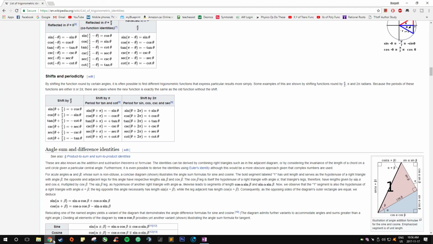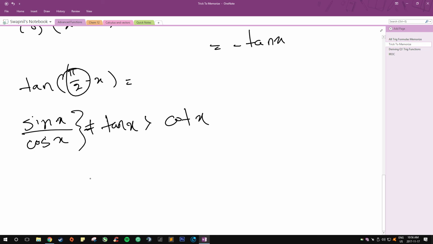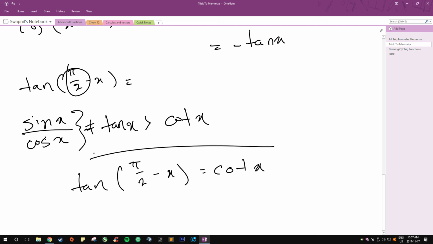And let's go check that. I think they have it here. Sorry. No, I don't think they have that. That's cool. It's one of them. So that means that tan of pi over 2 minus x is cotangent of x.